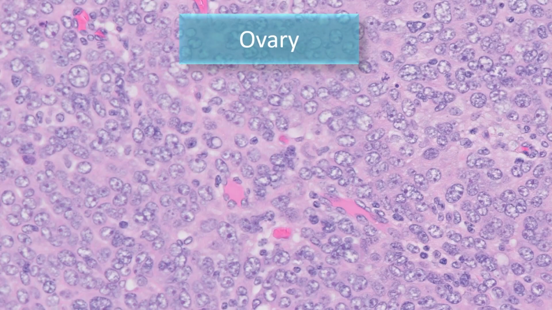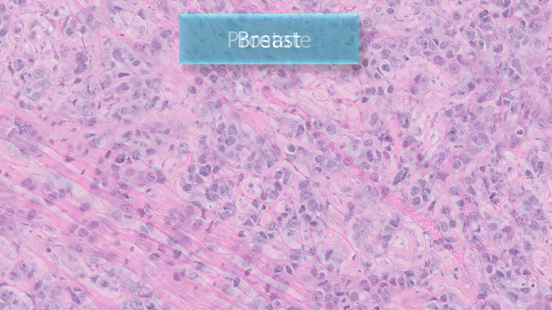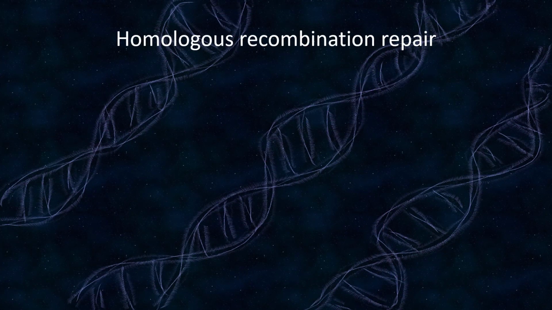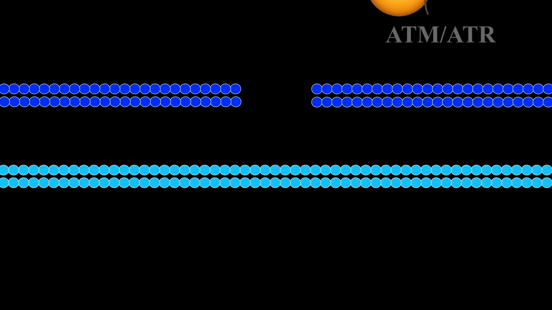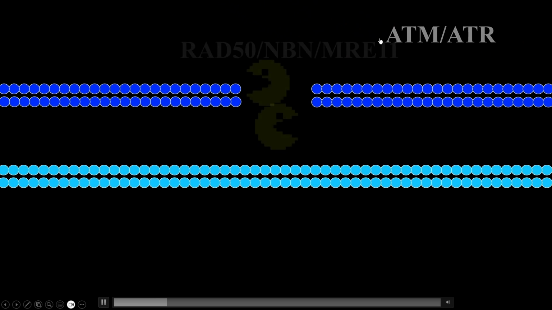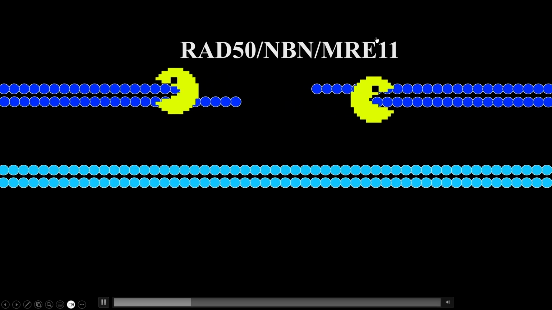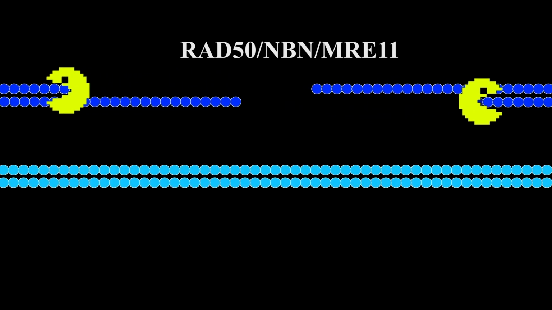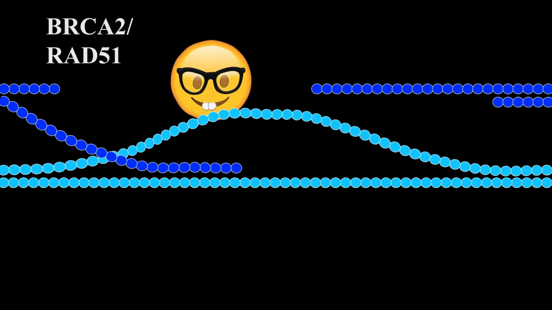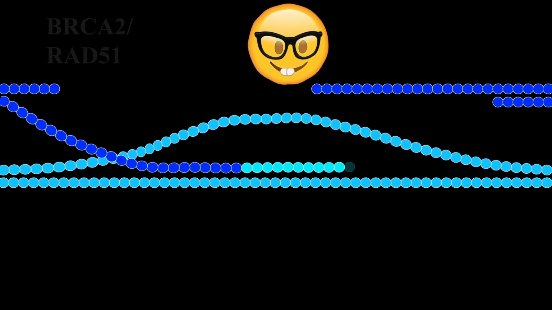So just to show some H&Es for fun, this is particularly important in ovarian cancers, high-grade serous, prostate cancer, breast cancer, and pancreatic cancer. So homologous recombination deficiency refers to defects in the homologous recombination repair pathway in these genes and proteins. So here we have a double-strand break, and it's supposed to be recognized by different proteins like ATM, ATR. It's prepared for repair by other proteins like the RAD50, Nibrin, MRE11. And then other ones will actually oversee the repair like BRCA2, RAD51, and there's a number of more proteins in this pathway.